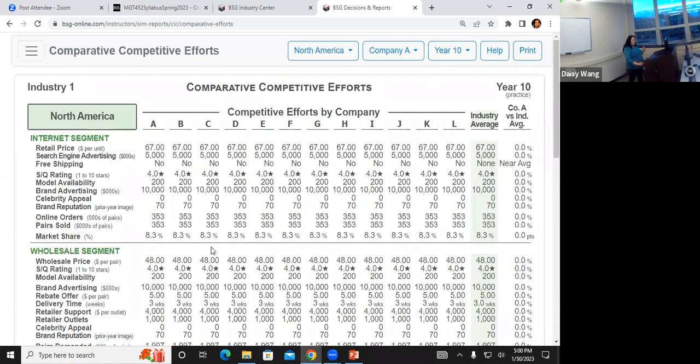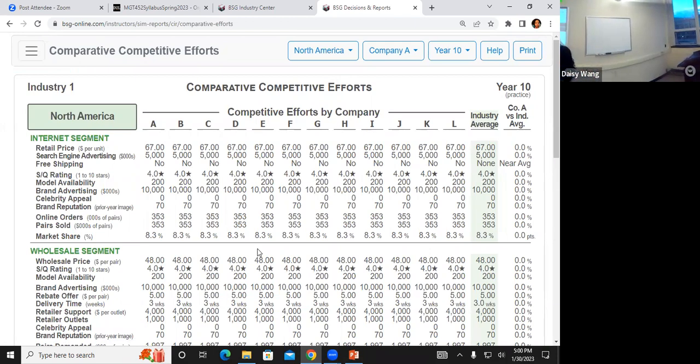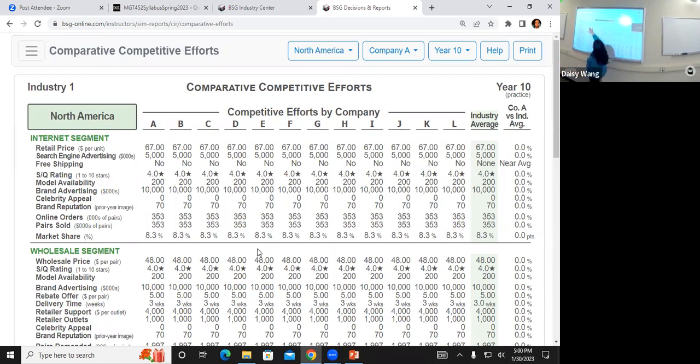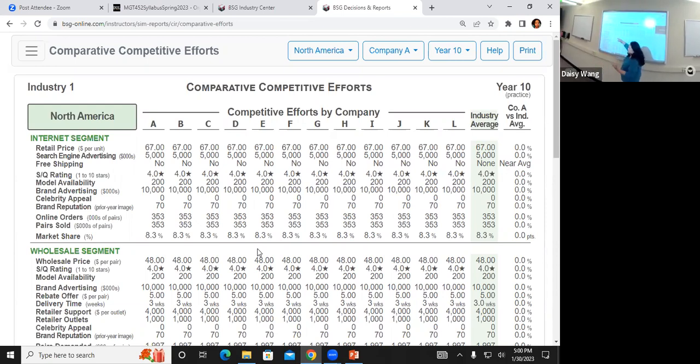Another thing I will look at is this. So this one actually shows you everybody's price, their advertising, how much they spend, and then whether or not they choose free shipping. What's the SQ rating? SQ rating is like the quality from 1 to 10. Okay, so 4 is like medium. And then the model availability. So this one you can change how much they put in advertising, whether or not they have celebrities, and their reputation. Okay. And then how much order they get, market share.